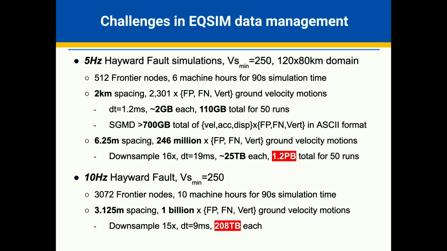And also, it will be almost impossible for us to maintain long term, and also the data is just too big. And then if we are looking a little bit more into the future, if we perform 10 hertz simulation, same with Vs mean 250, because of the increased hertz, we will need to refine the grid size. So the top surface grid size will be a little over 3 meters, and now we will have 1 billion surface grid points for the velocity motions. And even if we still do some downsampling by 15x, when we reach a delta t of 9 milliseconds, it will be 208 terabytes each. And that's just for one simulation. Ideally, we really want to have at least 10 of them, so that's even more data to be stored.